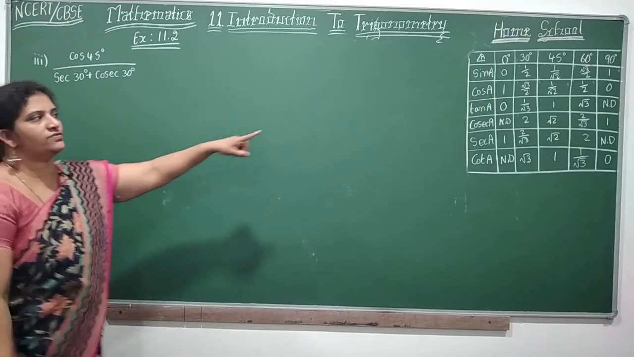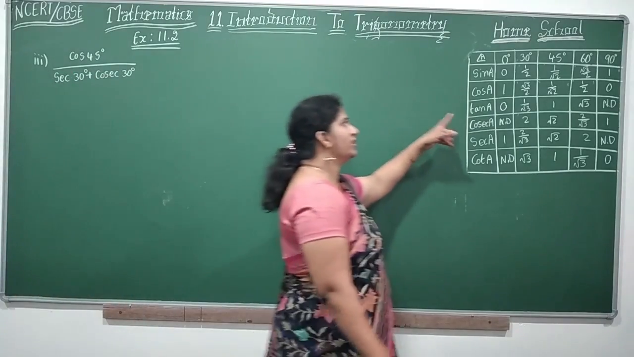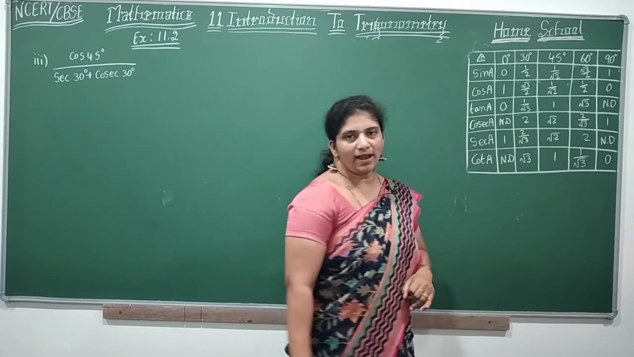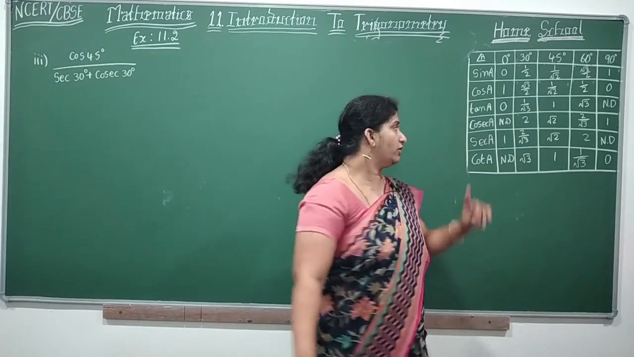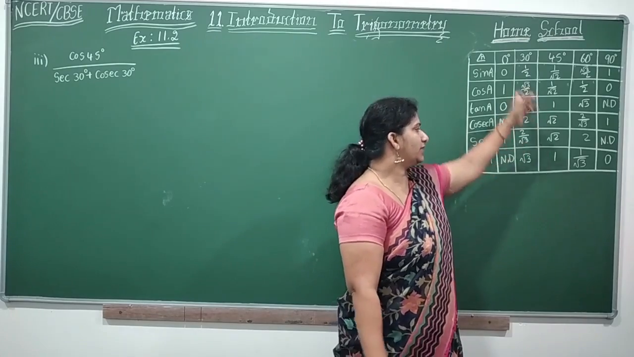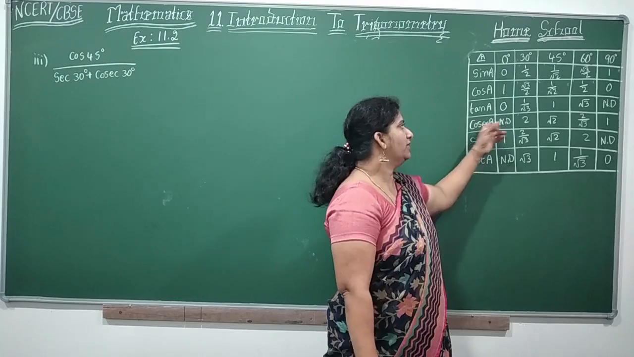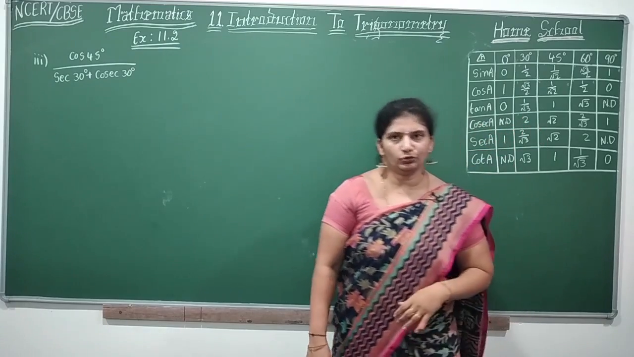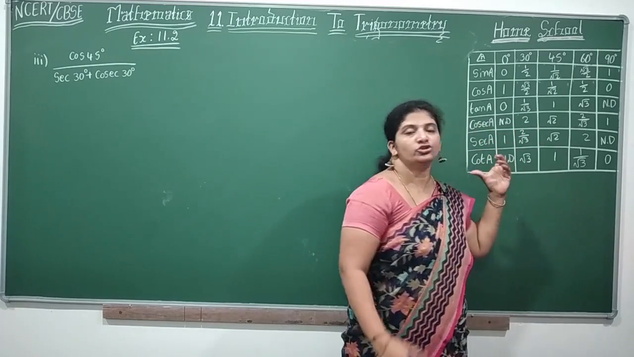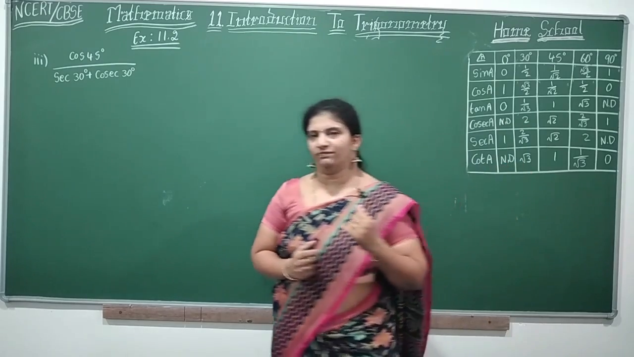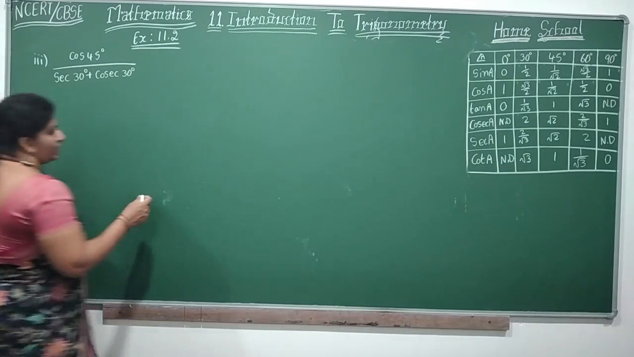What is cos 45? Look over here, children. Cos 45 value is 1 by root 2. And still what do you need? Secant 30. That is 2 by root 3. And cosecant 30. That is 2. Okay. You should have an idea of this table first. Okay. Let's start doing this.